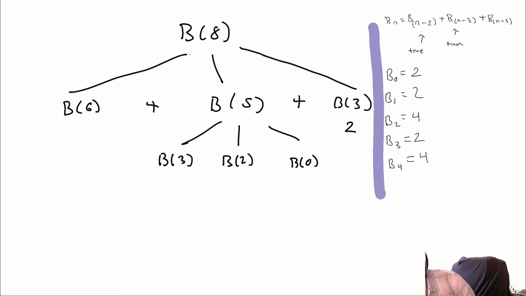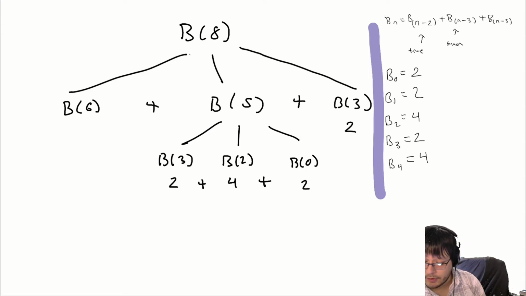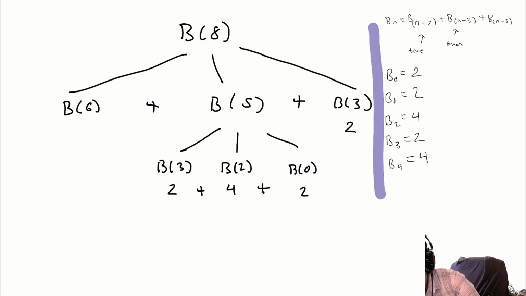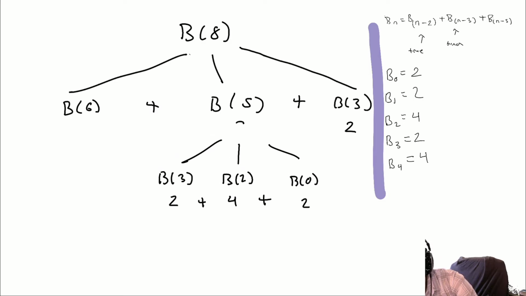Okay. Cool. So B of 0 is 2, B of 2 is 4, and B of 3 is 2. So the answer to this is basically 2 plus 4 plus 2. So that is 8. So that is basically what B of 5 is equal to right there. On the other hand, we have B of 6 here.